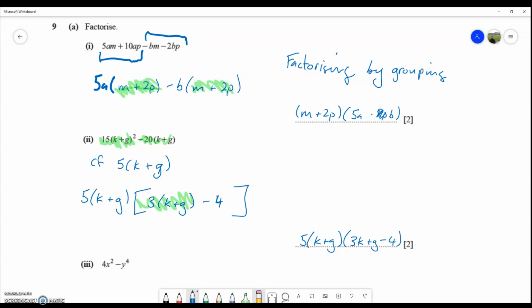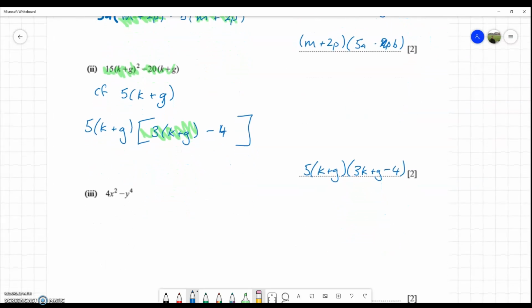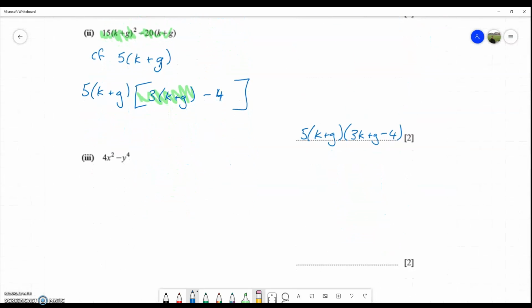And that's our answer. The third part is recognizing that we have the difference between 2 squares. So if we take a look at the first one, and the clue is the 2 terms with the minus in between. If we square root 4x squared, we know that that would become 2x. If we square root y to the power of 4, we know that should be y to the power of 2.